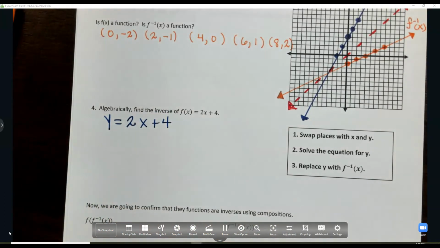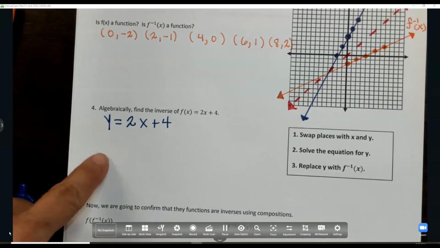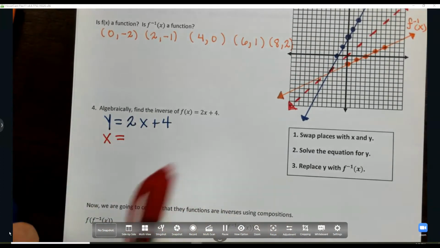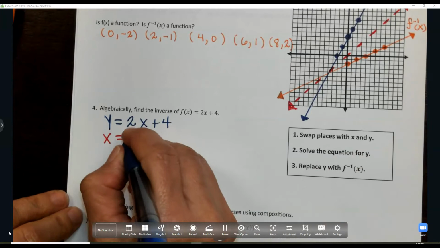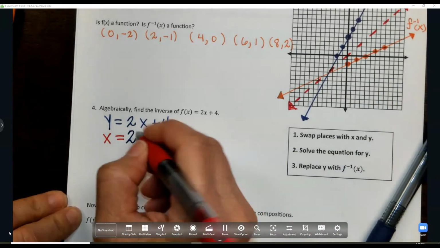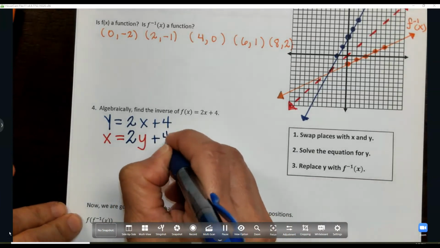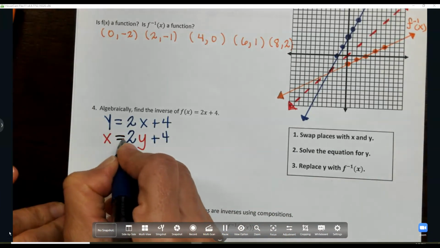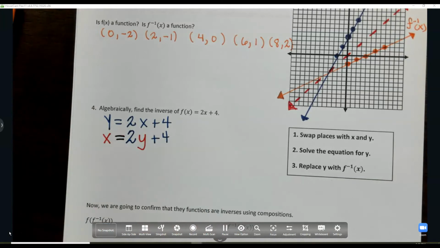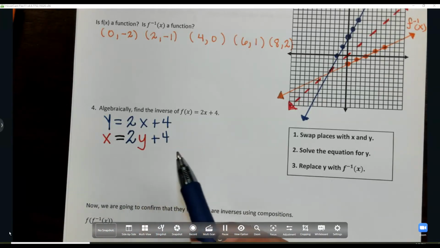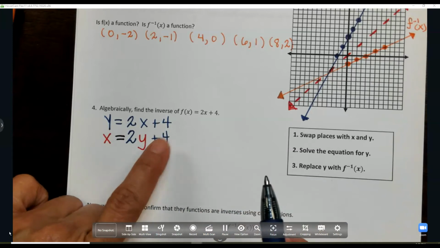And then I'm going to swap x and y. So on the next line of my work, I am literally writing x equals. I'm going to recopy that too. But now y is over here next to the 2, and everything else stays the same. So to find the inverse, I got to solve for y all over again. So guys, if you notice, I've got 2y plus 4. I got this plus 4.